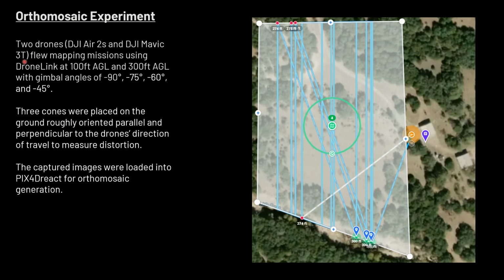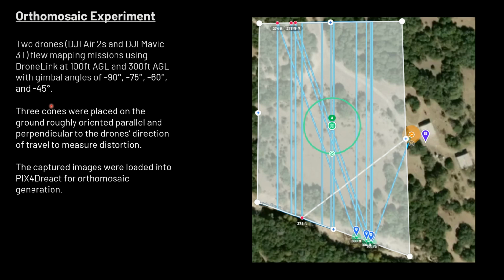So I took two of our drones, a DJI Air 2S and a Mavic 3T, and flew mapping missions using DroneLink at 100 feet AGL and 300 feet AGL with the gimbal set at negative 90 degrees, negative 75 degrees, negative 60 degrees, and negative 45 degrees.